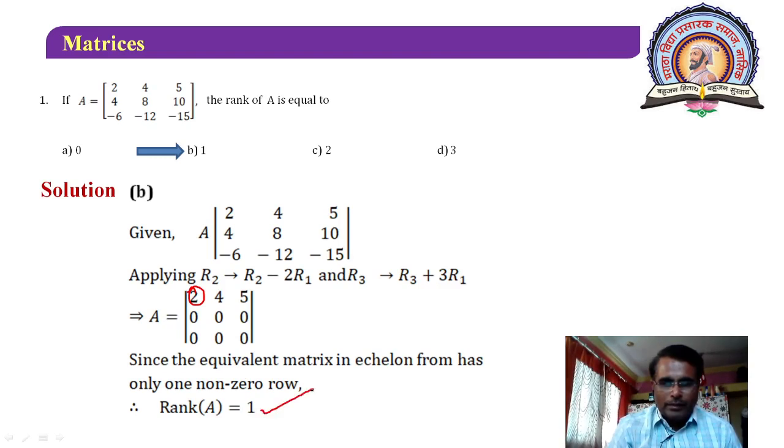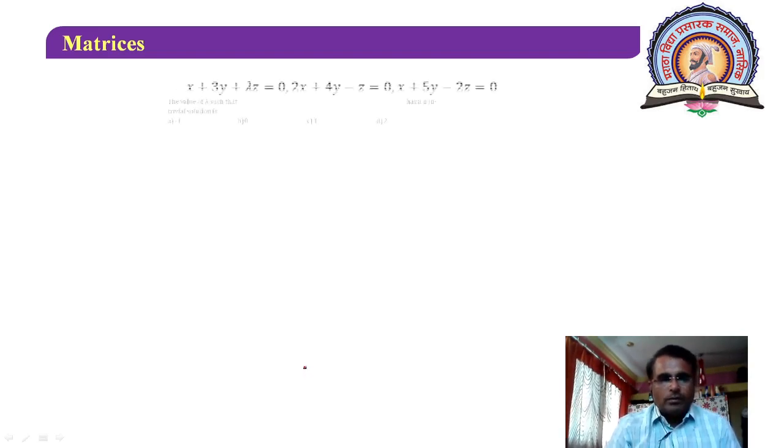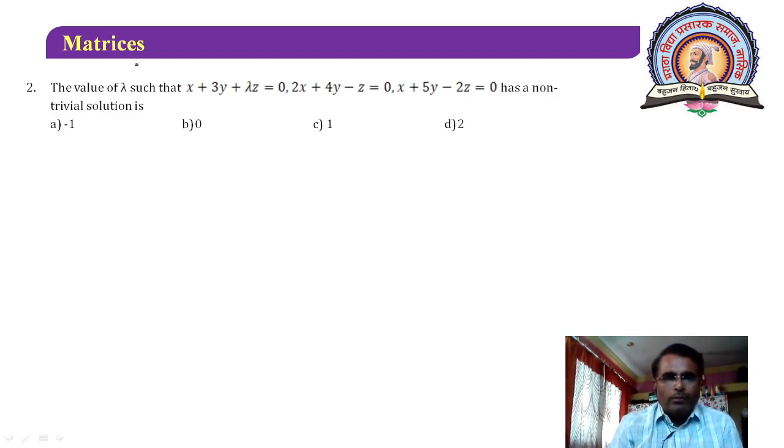That's why its rank is 1. Okay. Then second question, the value of lambda such that this system of equations has a non-trivial solution. Now you will observe that here all the right hand side constants are zeros, meaning it is a homogeneous system. It has only the possibility of a unique solution or infinitely many solutions. Unique solution means trivial solution.